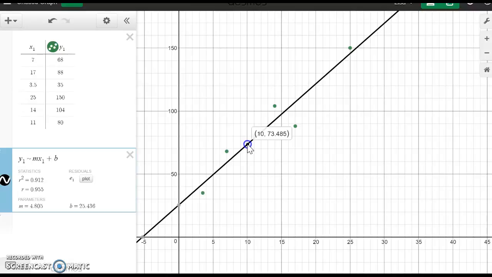So that would be about 73 minutes to travel 10 miles. We could also use the equation to substitute and calculate the output, the y value for each of those cases. So there is standard 3.